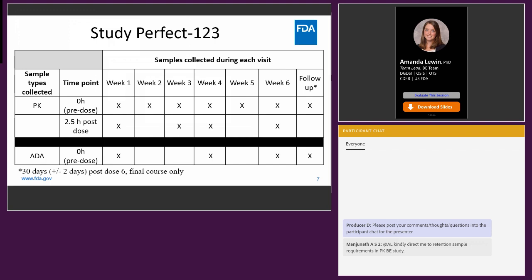In each course of this study, 6 doses of either Curamab or AB123 are administered over 6 weeks. The PK and immunogenicity samples were collected according to the schedule on this slide. So pre-dose samples for PK were collected during each week, weeks 1 through 6. A 2.5-hour post-dose sample was also collected on weeks 1, 3, 4, and 6. Immunogenicity samples were also collected pre-dose on weeks 1, 4, and 6. There was also a single follow-up visit following the final course of the study where a PK and immunogenicity sample was also collected.